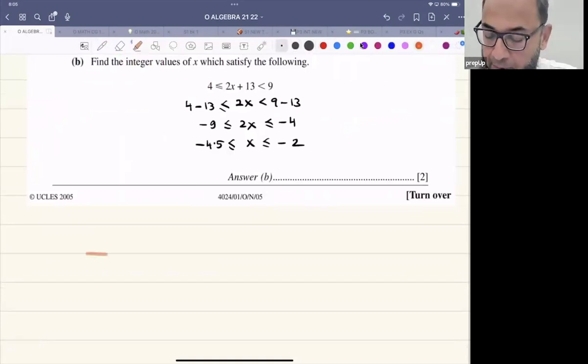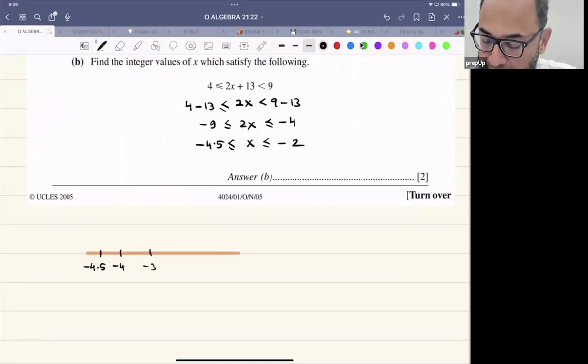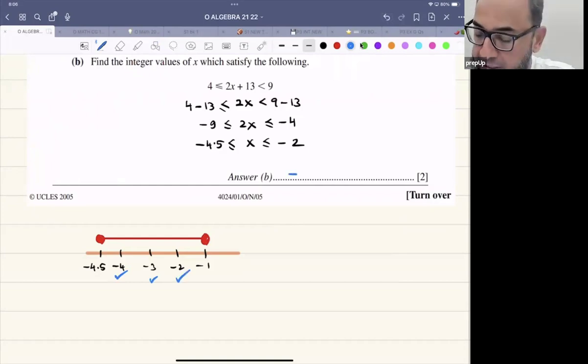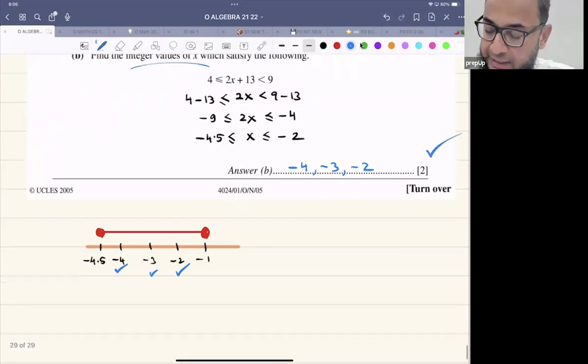So let me draw a number line. This is negative 4.5. This is negative 4, this is negative 3, this is negative 2, this is negative 1, and so on. We are looking for integers between these two values. And let me draw a line between them. So now what are the integer values do we see? We see a negative 4, we see a negative 3, we see a negative 2. Therefore, the integer values are negative 4, negative 3, negative 2. Find the integer values of x, and that's how this is done.